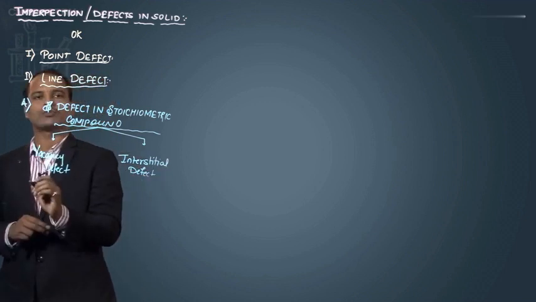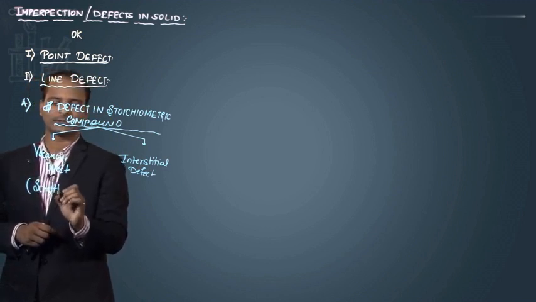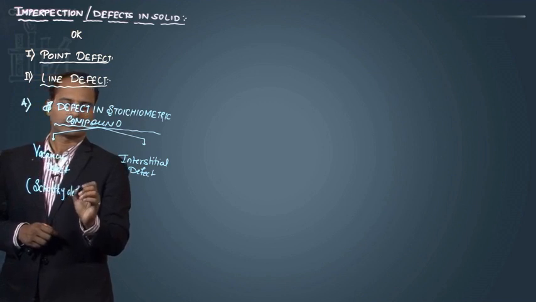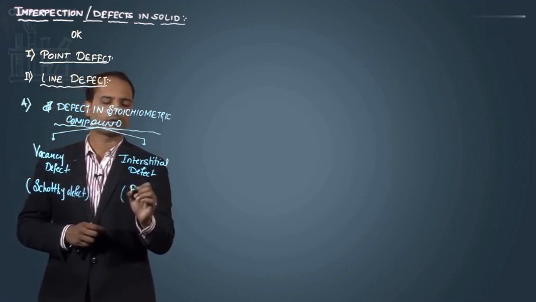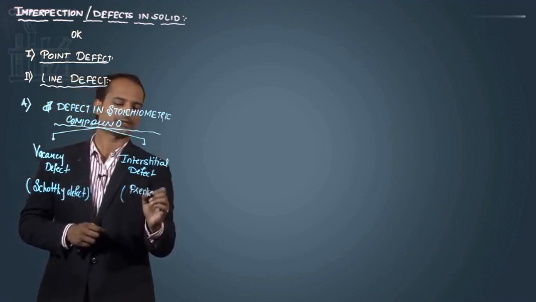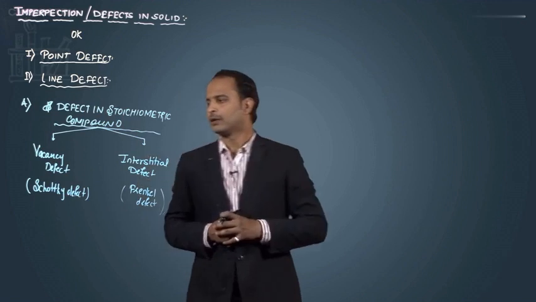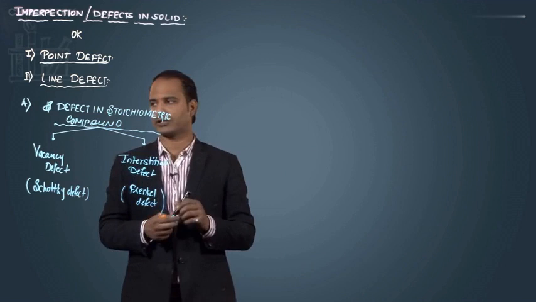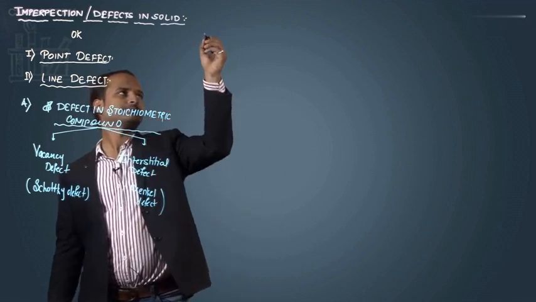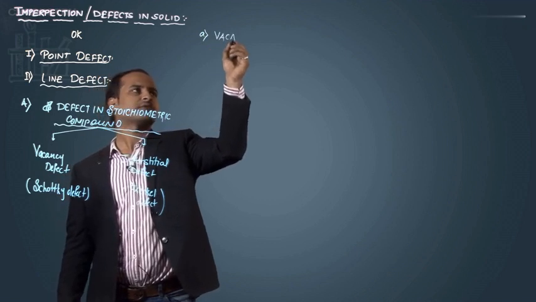When the same defect is observed in an ionic solid, then we have one more name for it, that is called Schottky defect. And when the interstitial defect is observed in an ionic solid, then we have one more name for it, that is called Frenkel defect. The names are given on the basis of their discoverers, that is Schottky and Frenkel. So let's start with the vacancy defect, that is what happens in the case of vacancy defect. So the first type which we have is vacancy defect.